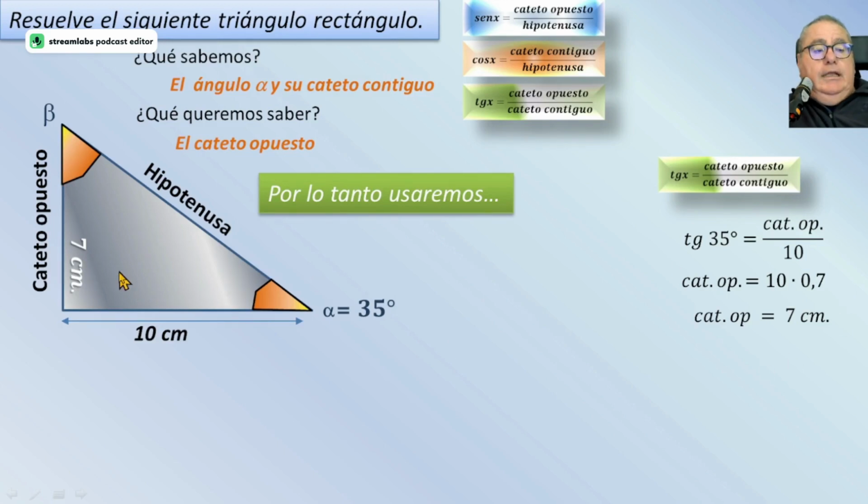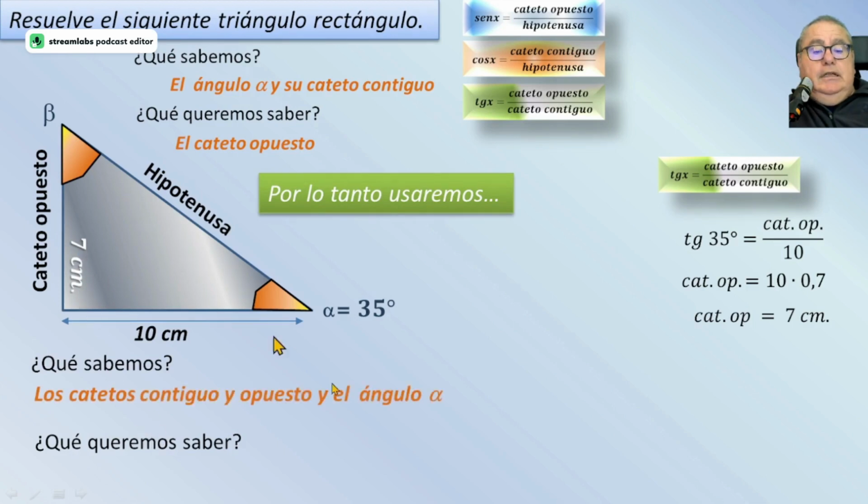Well, once we know the length of the opposite leg, we are going to continue solving the problem by asking ourselves the same questions as before. What do we know? What do we want to know? Well, now what we know is everything we knew before: the amplitude of the alpha angle, 35 degrees, the length of the adjacent leg, which was 10, and now we also know that the opposite leg is 7 centimeters.